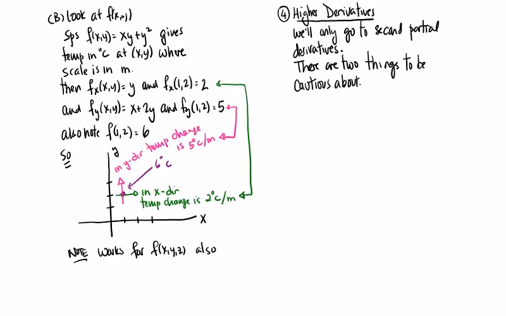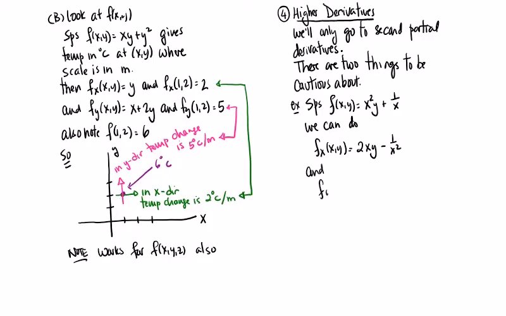So let's look at an example. And the example will illustrate both of these things, as well as the notation. So suppose f of x, y is, say, x squared y plus 1 over x. Now, we can do two different first derivatives. I could do f sub x, which is 2xy minus 1 over x squared. And we could do f sub y, which is x squared plus 0.